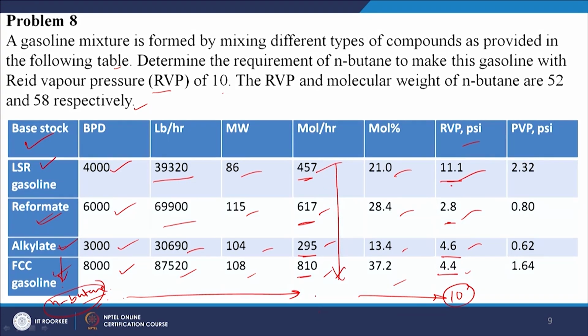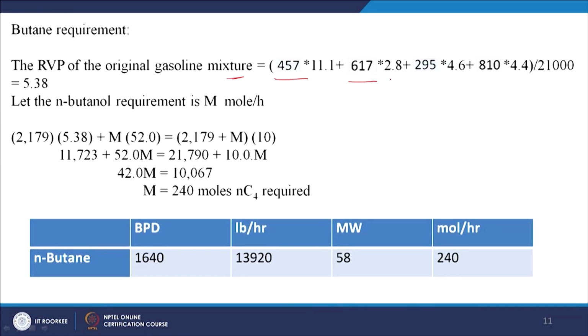So, by adding these we are getting 2179, and then what we are getting here divided by 2179, this is not 2179. So, we will be getting 5.38. So, 5.38 we are getting. So, that is the RVP of the original gasoline mixture.